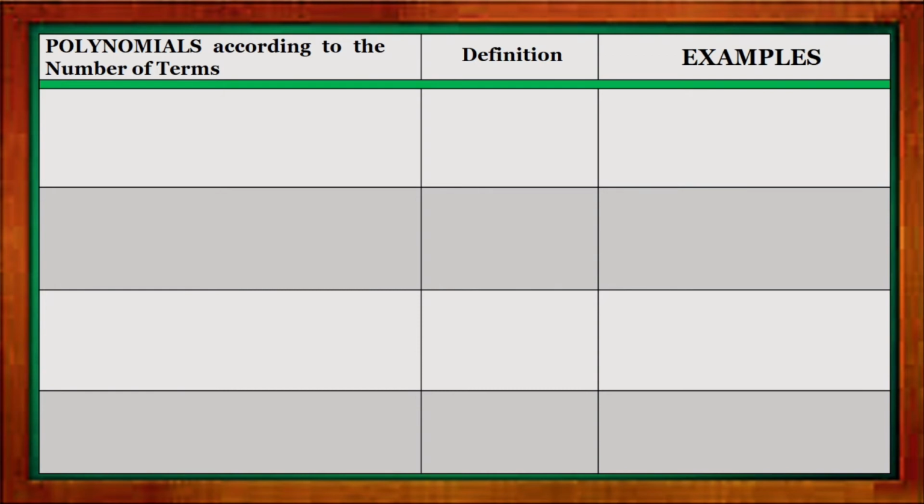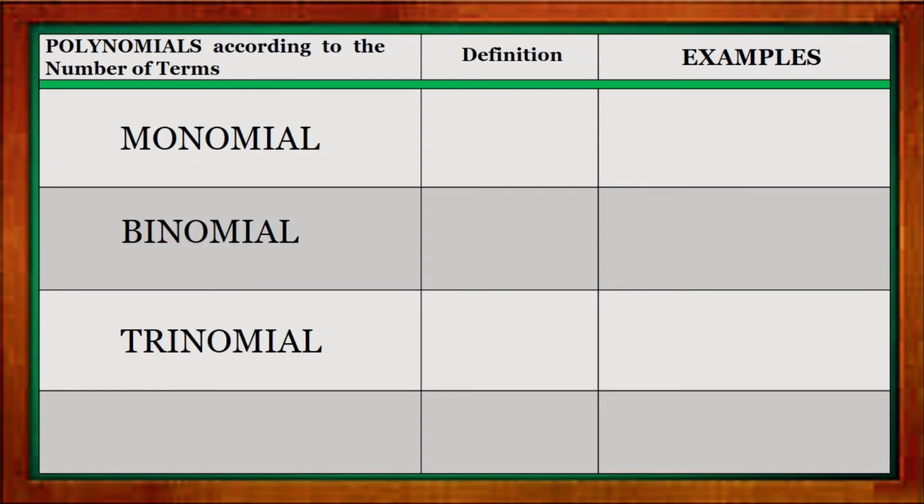So let us now discuss the different kinds of polynomials according to the number of terms. Later on, we will define each of those kinds of polynomial, and after that, we will give some examples of each. So, the different kinds of polynomials according to the number of terms are monomial, binomial, trinomial, and multinomial. So, let us first define what is monomial.